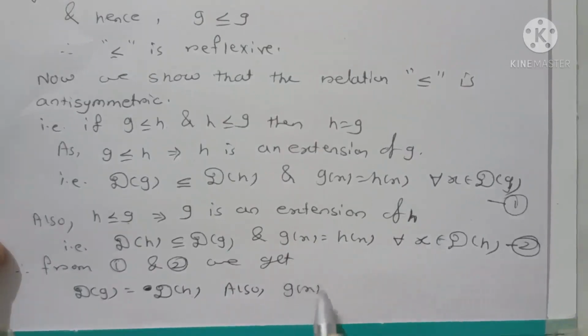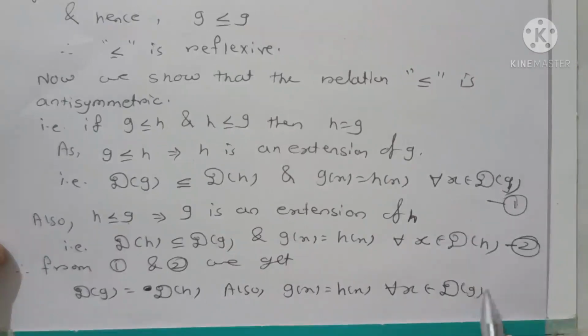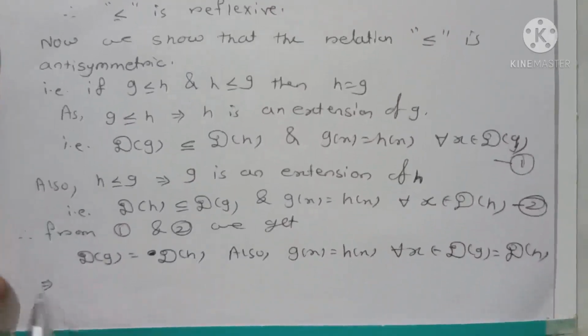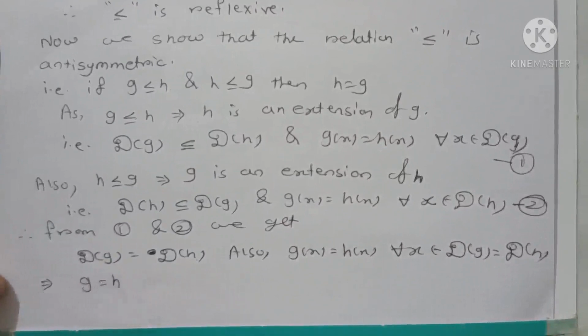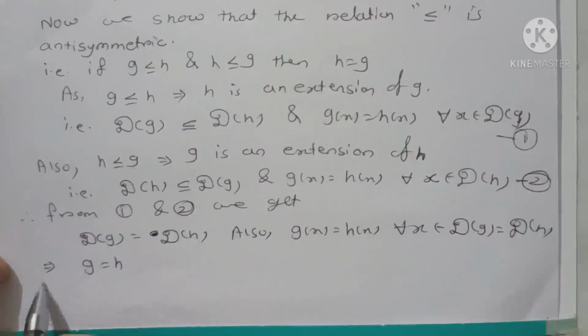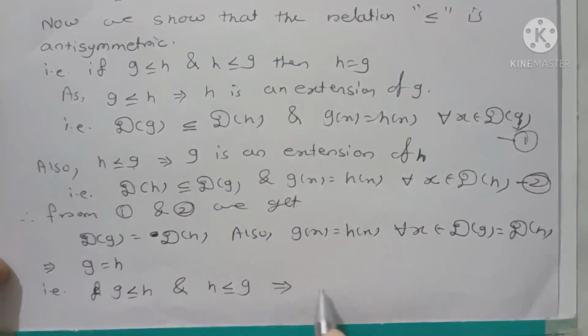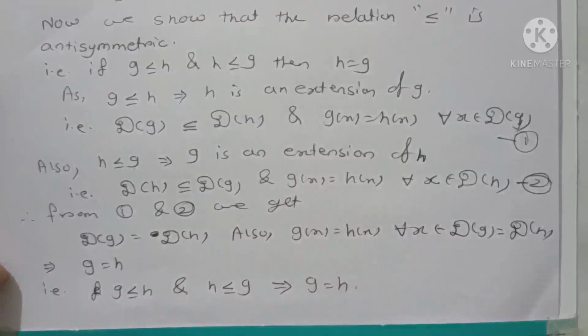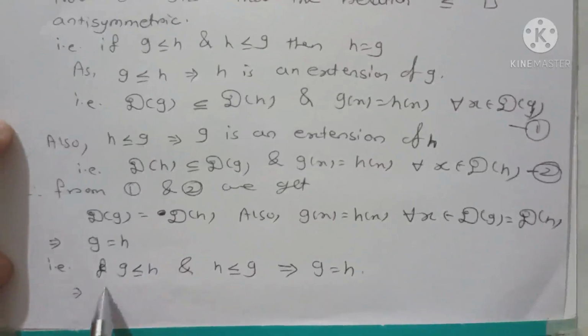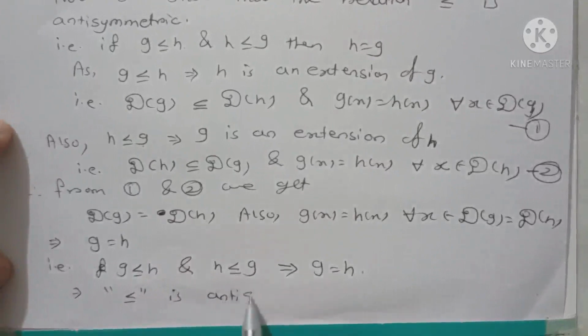Also g(x) equals h(x) for all x belonging to the domain of g, which is equal to the domain of h, and this implies that g equals h. That is, g less than or equal to h and h less than or equal to g implies that g equals h. In the same way, we show that the relation less than or equal to is antisymmetric.